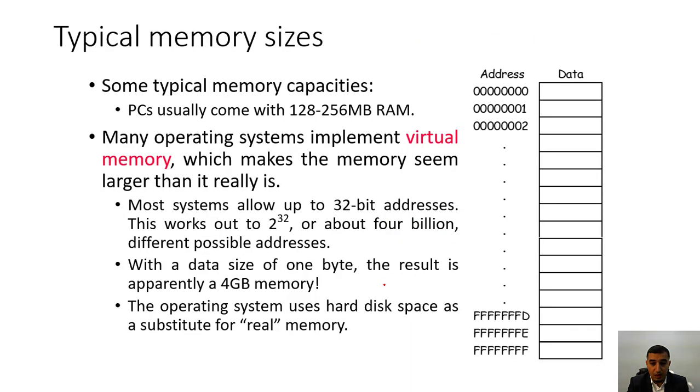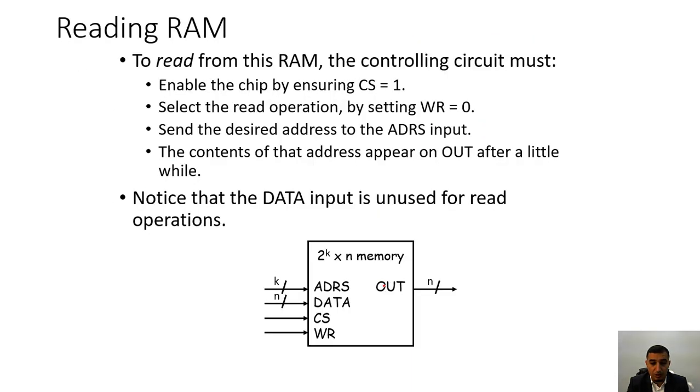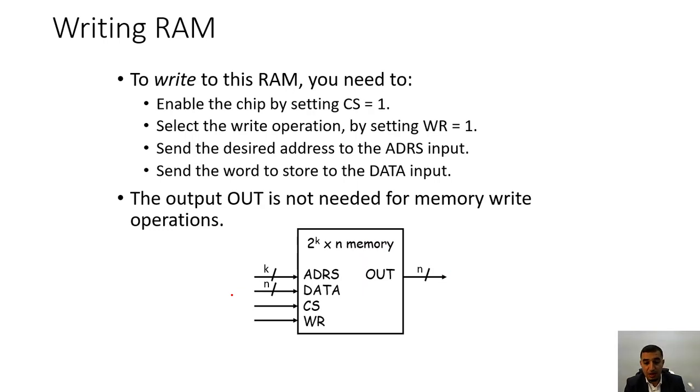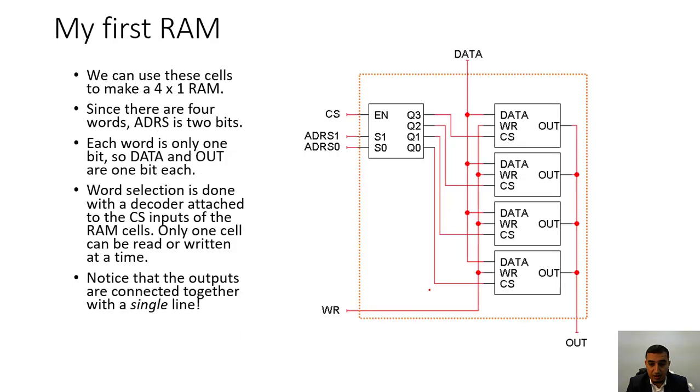Now, how to read from RAM and to write to the RAM. Reading from the RAM, we need chip select equal to 1 and WR equal to 0. The data will be available on out, and the address that we want to read from will be given on the address bus. In order to write to the RAM, WR should be 1, chip select should be 1, the data will be given to data, and the address will be given to address, and the out will not be used. This was discussed previously in our previous class.